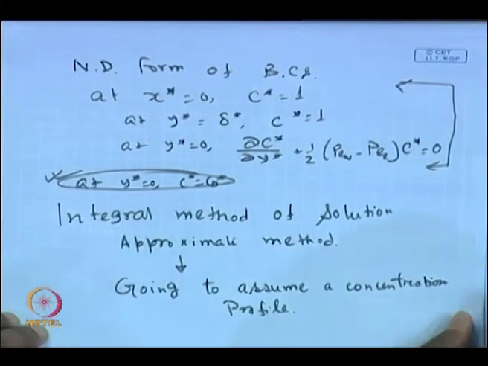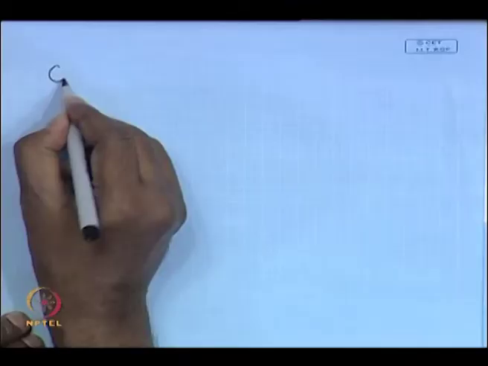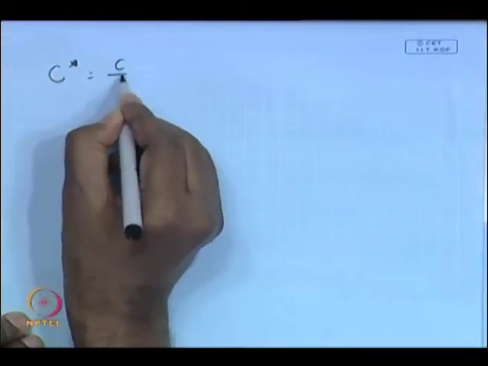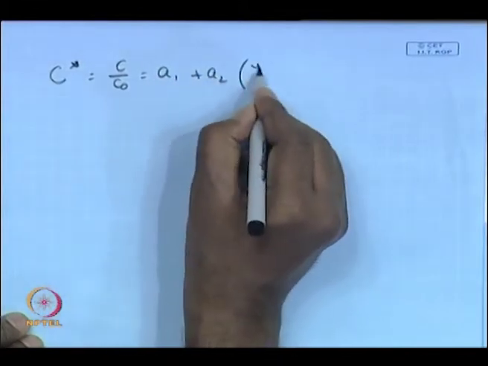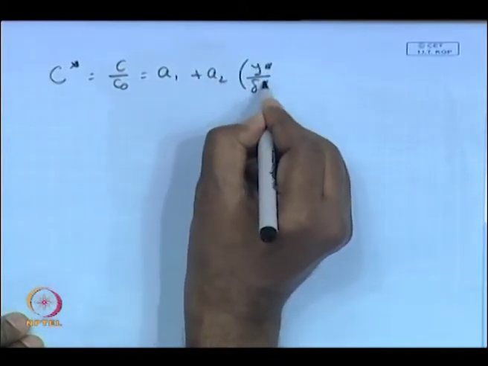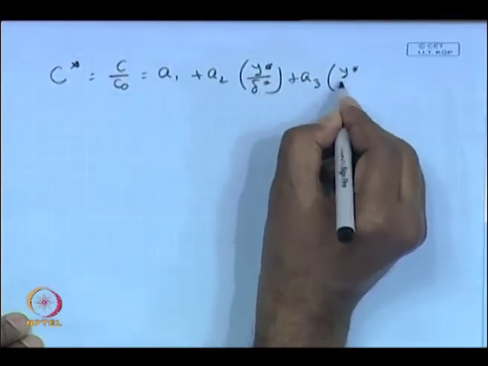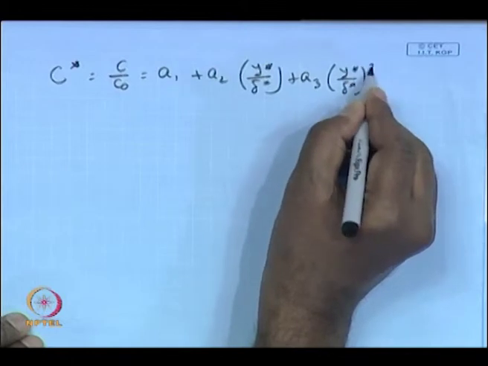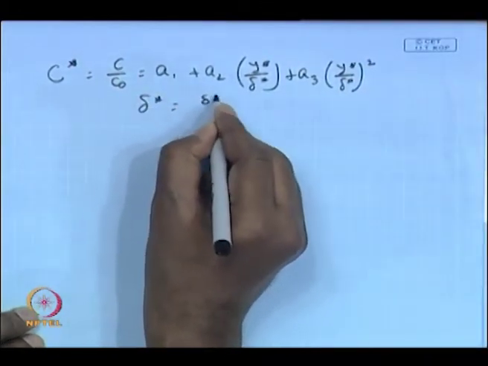Okay. Now, the concentration profile that we are going to select or assume is C by C naught equal to A1 plus A2 y star by delta star plus A3 (y star by delta star) square, okay, where delta star is nothing but delta by r.